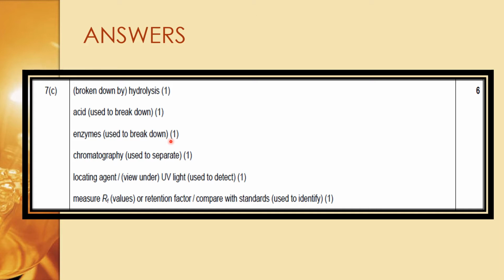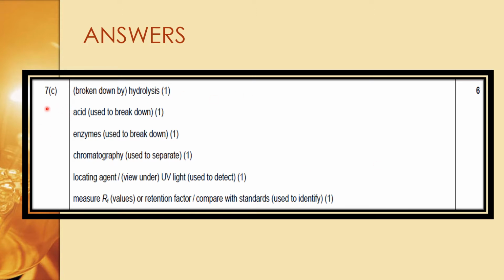Amylase is used to break down, and then after that chromatography, locating agent, measure the RF values, compare with standards to identify. You need to mention comparing with standards to identify. You don't need to be precise, because you can compare with any standards of amino acids. So we have discussed this.